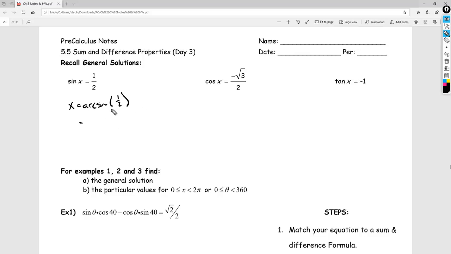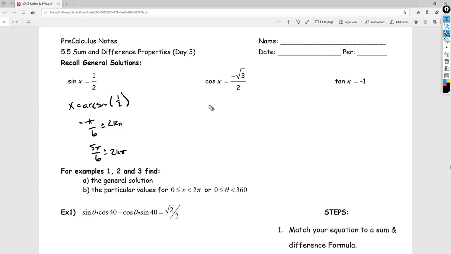So arcsine of 1/2 is pi over 6, and it's also 5 pi over 6. Right. So remember that these are kind of our base solutions, and then we are going to add 2k pi to this. Alright, so this is what's known as our general solution.